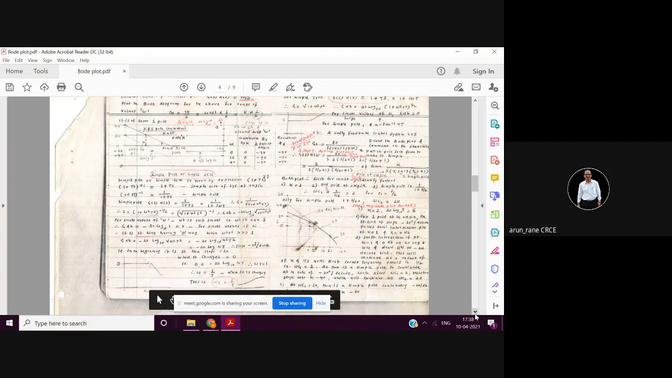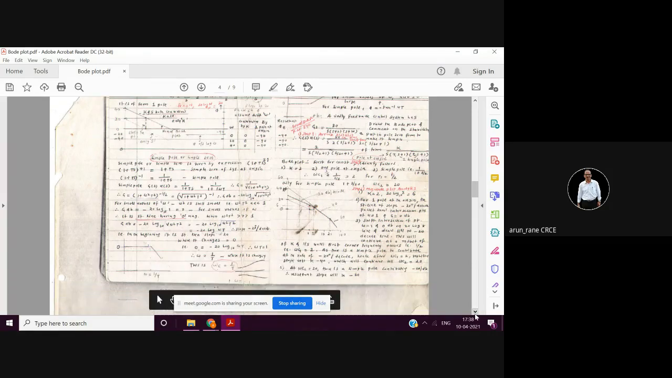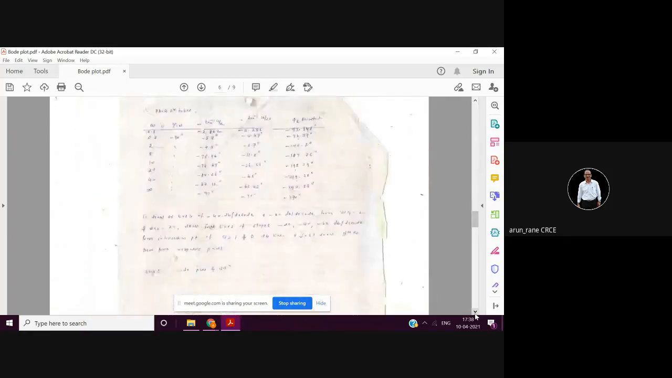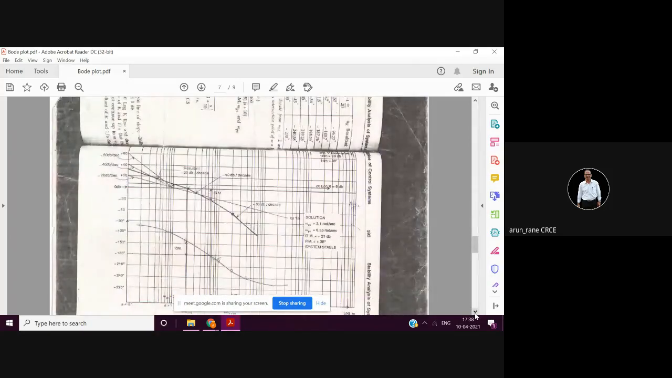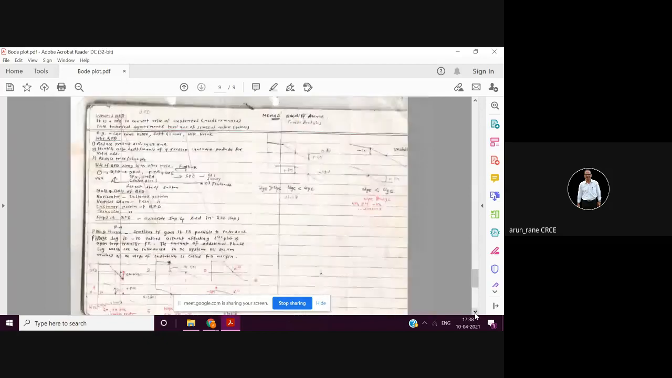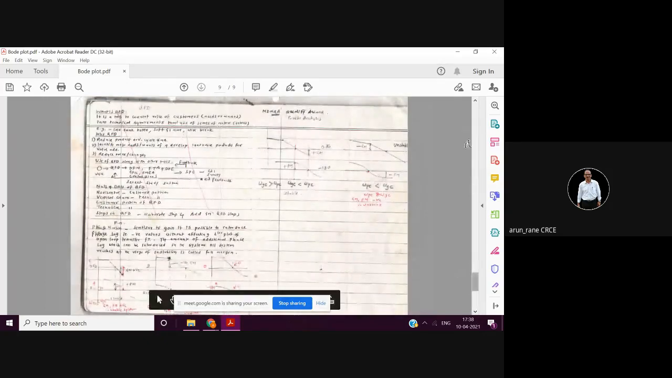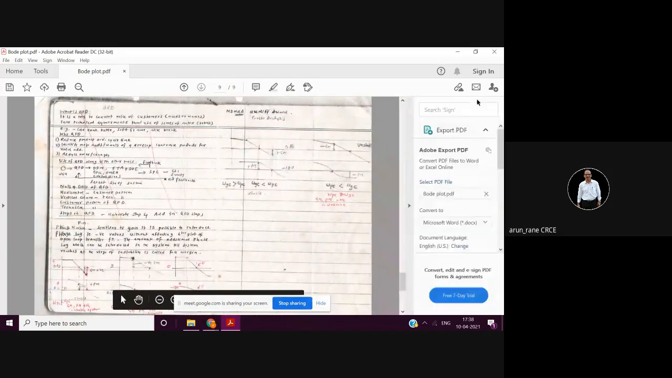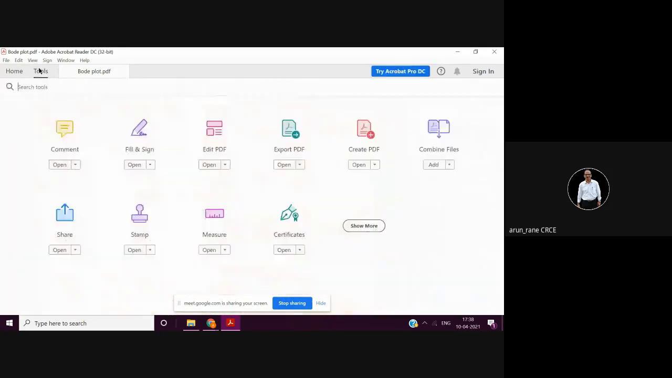A 14 mark sum that used to come in the regular exam. Where it is a question. If once you understood this, then this becomes very simple.